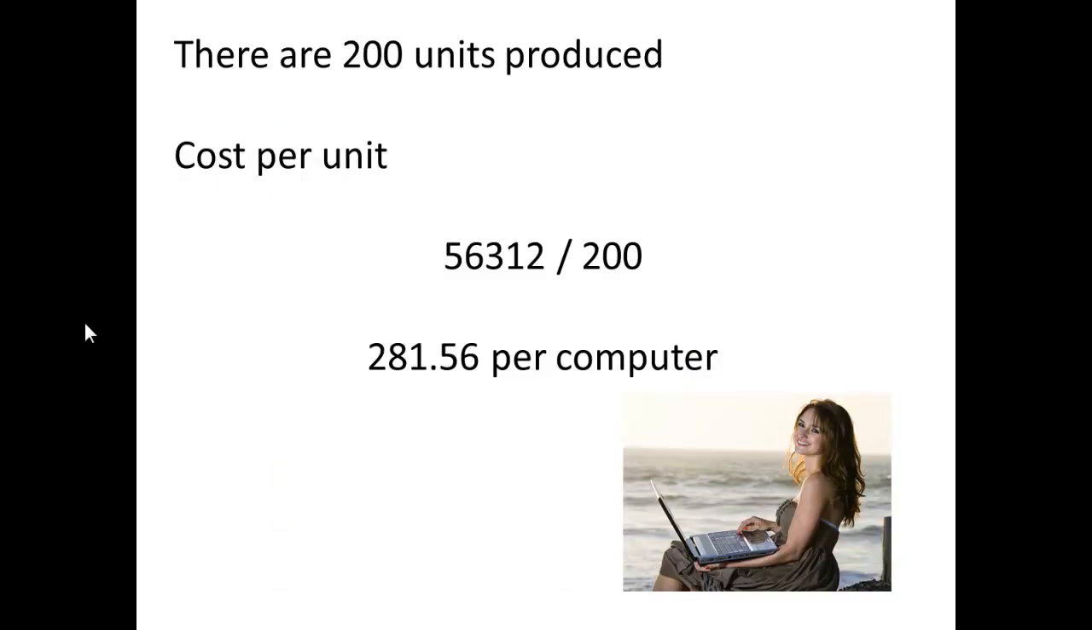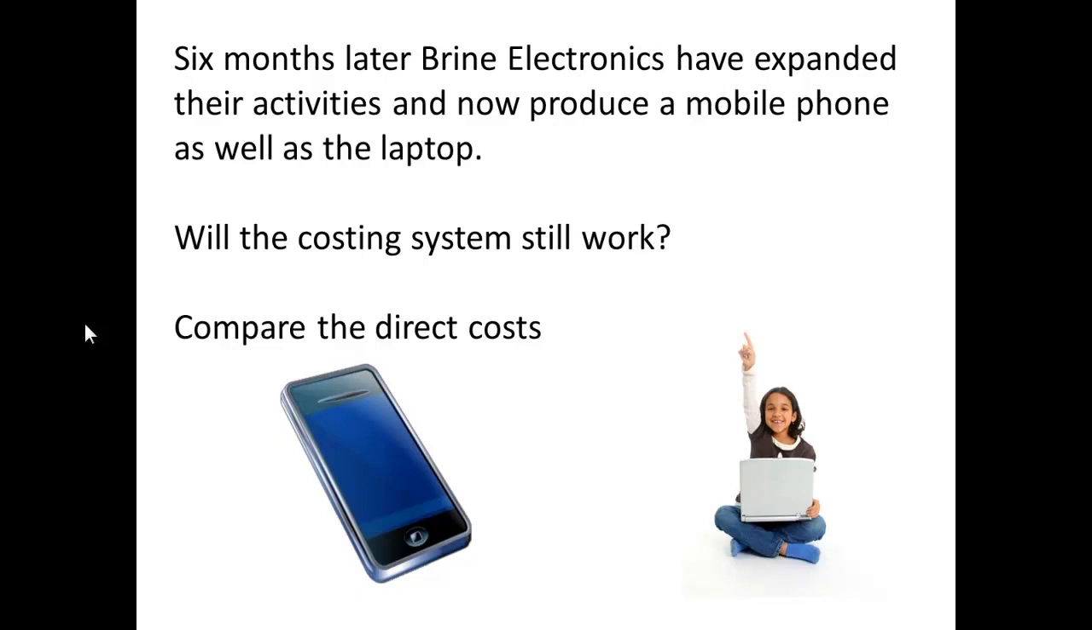56,312. But we made 200 of these, so I divide that total by 200, and I get a cost per unit of £281.56 per computer. So that was a very simple calculation. Now, 6 months down the road, Brian Electronics have expanded their activities, and they're now producing a mobile phone as well as the laptop. Now, will this same costing system work?